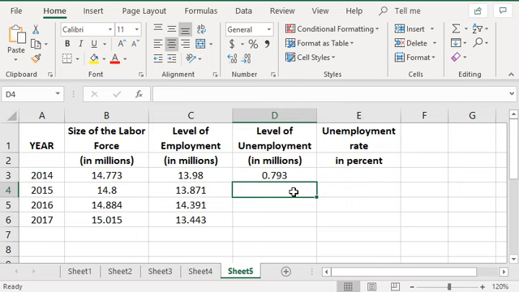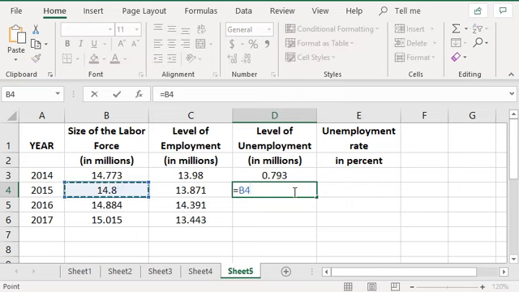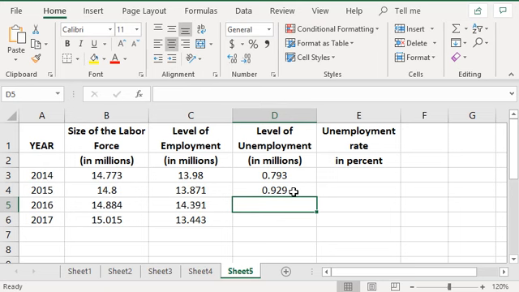And then you do the same thing for the year 2015. The 14.8 million people in the labor force in 2015 minus the number of people who are working 1 hour a week for pay or are working at least 15 hours a week for no pay in a family-owned business. And you get 0.929 million unemployed workers, or 929,000 unemployed workers.